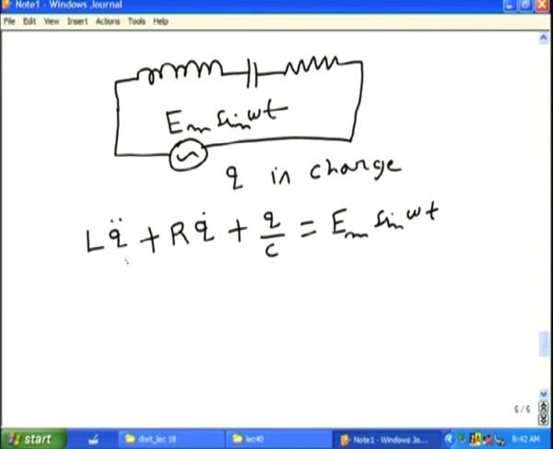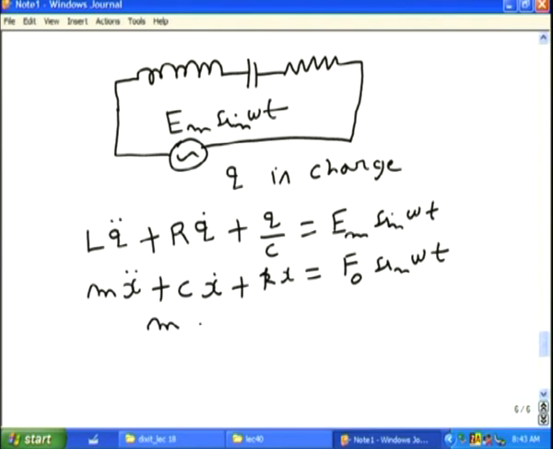Now compare this equation with the equation of the spring mass dashpot system, m x double dot plus c x dot plus k x equal to f0 sin omega t. Instead of the sinusoidal force, we have the voltage. Instead of x, we now have variable q, the charge. M is equivalent to inductance. It behaves in a similar manner because in the differential equation the coefficient is the same, its behavior is also similar.